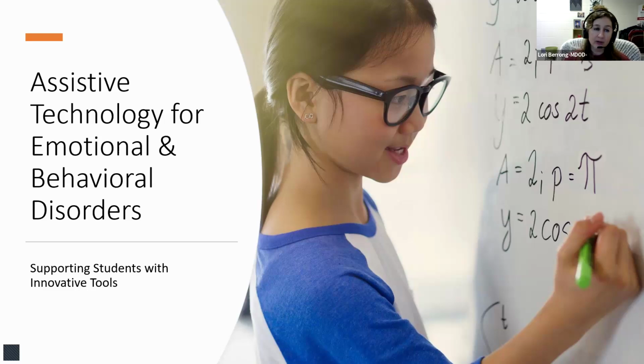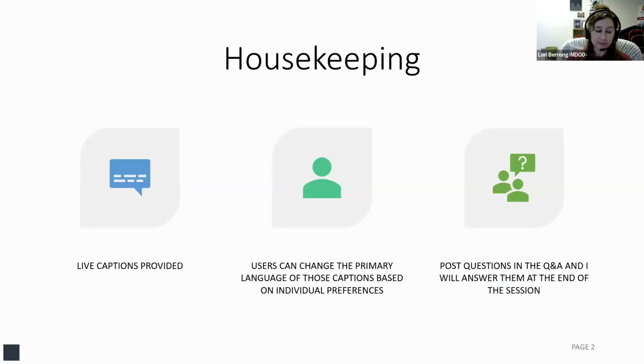But we are focusing on assistive technology for emotional and behavioral disorders. So, ways that we can support individuals who have EBD. And although the focus of today's session is around students, a lot of these solutions can be applied in many areas. So, it can be applied in employment, community living, and of course, within schools.